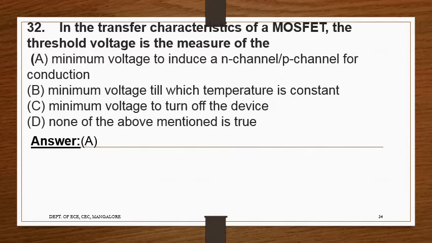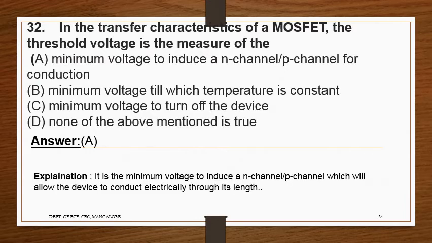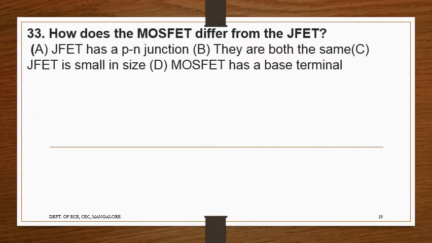So the transfer characteristic of a MOSFET, the threshold voltage is a measure of A, the minimum voltage to induce an N channel or P channel which will allow the device to conduct electrically through its length.